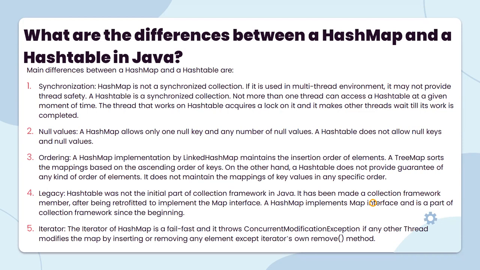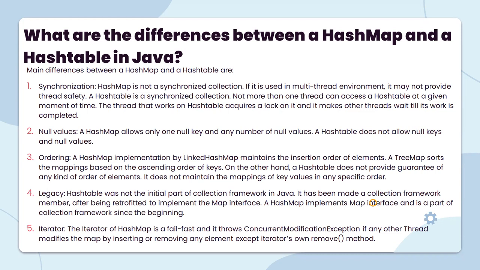Okay, in Hashtable: ordering. HashMap implementation by LinkedHashMap maintains the insertion order of elements. TreeMap sorts the mapping based on the ascending order of a key. On the other hand, Hashtable does not provide the guarantee of any kind of order of elements. It does not maintain the mapping of key-value in any specific order.